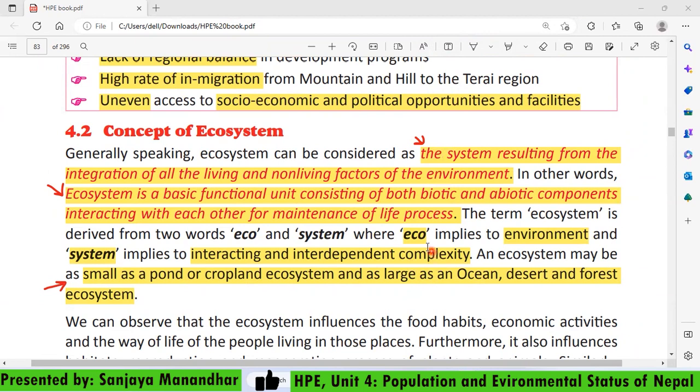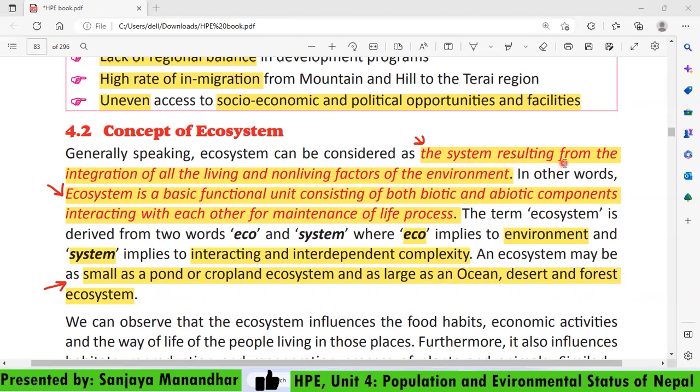Now simply, if you say eco and system, there are two words. Eco means environment, system means interacting and interdependent complexity. System of environment is simply ecosystem. Now here are some of the definitions. You can write them, note them down.